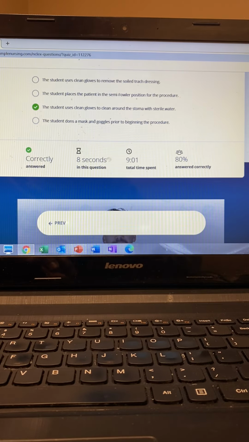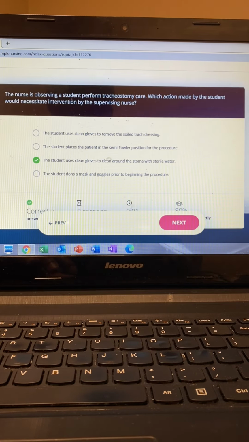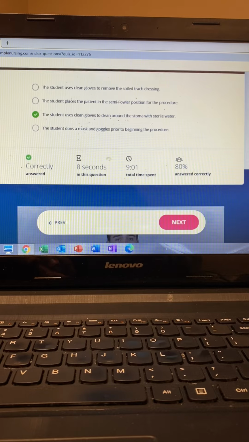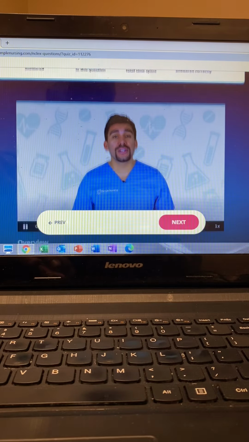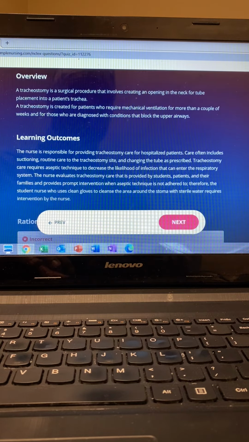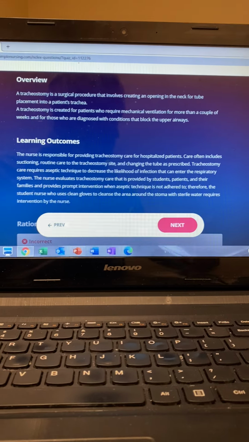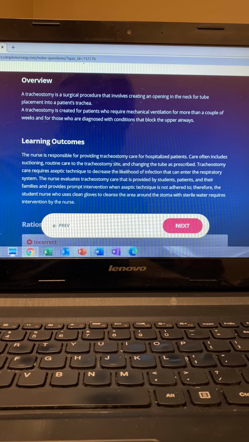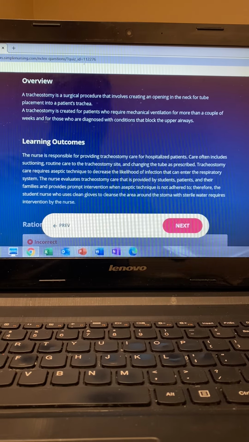Now, using our 3 steps, let's break this down. This question's asking about actions that need correcting. So we're looking for the wrong options here. For the key problem, watching the student perform trach care. So we're thinking already trach care as a sterile procedure, and we're thinking about airway and breathing. So solutions we're looking for are actions that are not right for this patient.